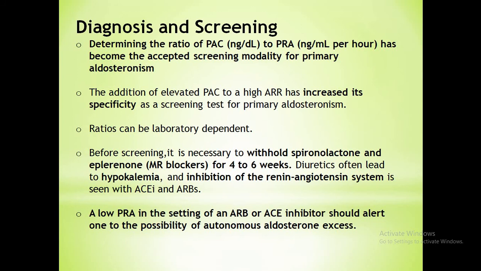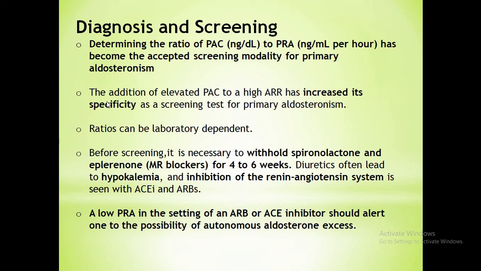Diagnosis and screening. So you determine the ratio of PAC to PRA, that is aldosterone to renin ratio. This is now the accepted screening modality for primary aldosteronism. So when you add the PAC to the ARR, it increases its specificity.